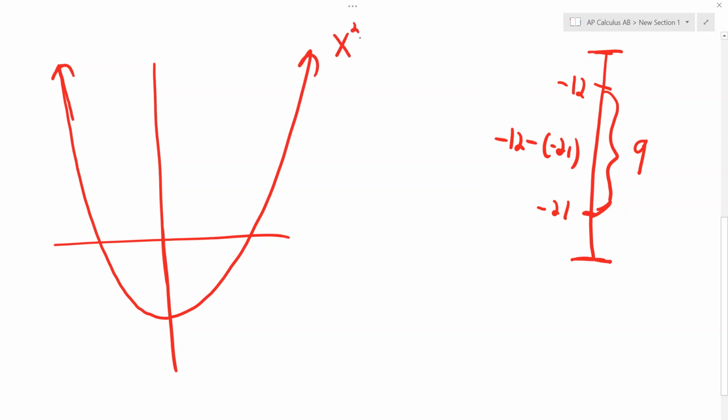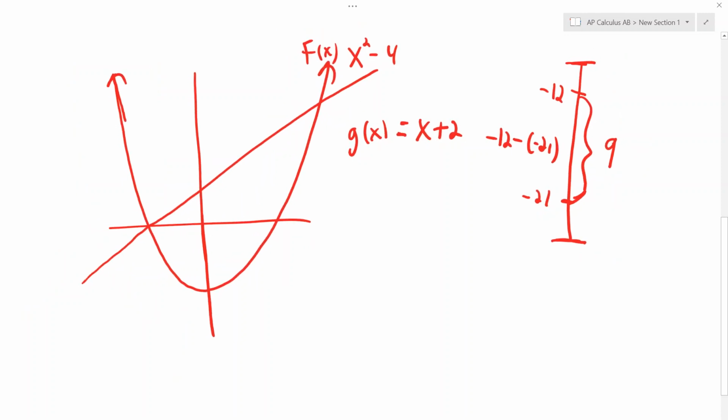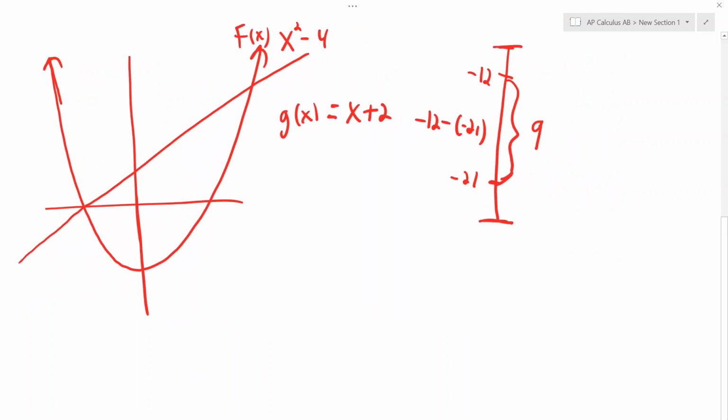X squared minus 4, which is this function here. And I also gave you the function g of x equals x plus 2. That's going to look like this. What if I want the area between those curves? Do you see how they close off an area?